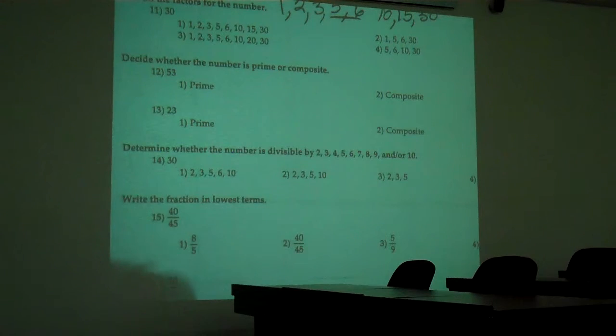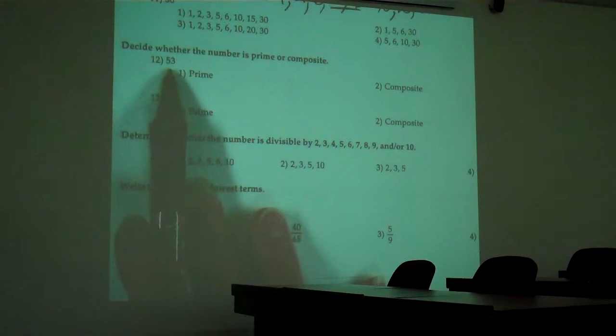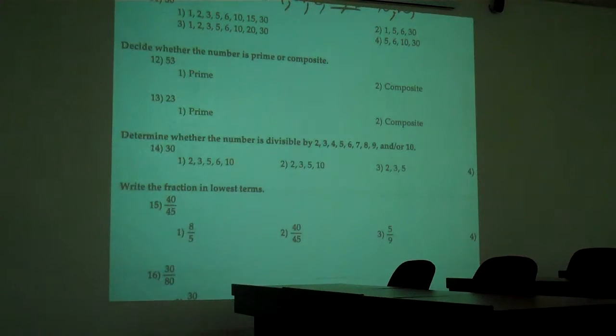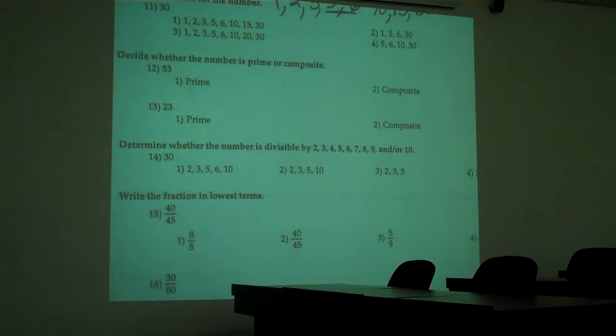Okay, decide whether this number is prime or composite, 53. If it's composite, what will divide into it? No, prime is itself and 1. Composite means something will divide into it. I think that was prime. I don't think any number will go into 53.